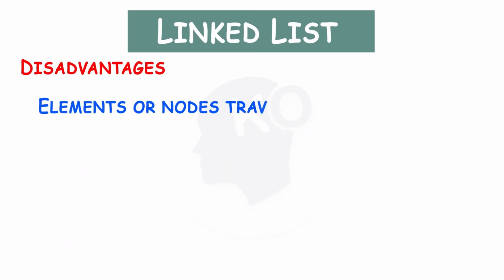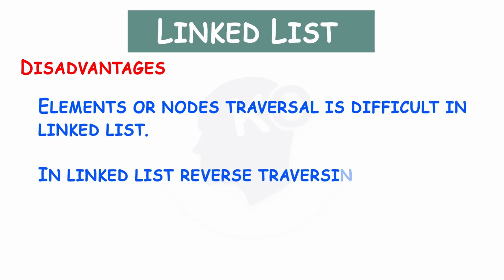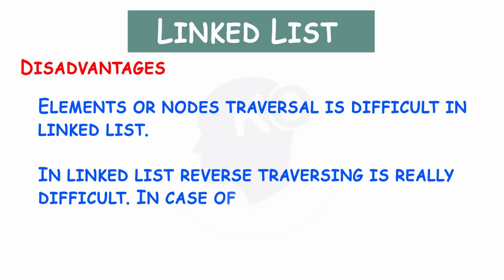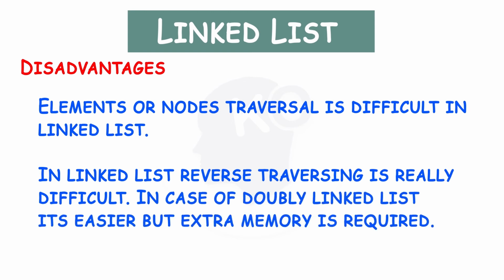Disadvantages. Elements or nodes traversal is difficult in a linked list. In a linked list, reverse traversing is really difficult. In case of a doubly linked list, it's easier. But extra memory is required.